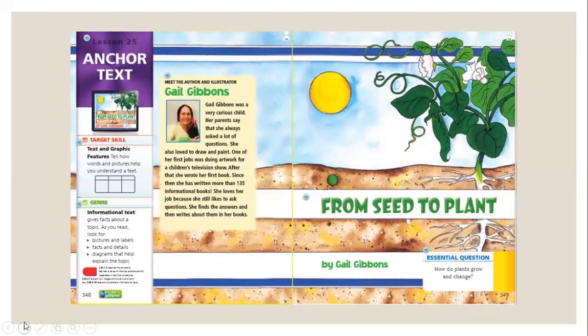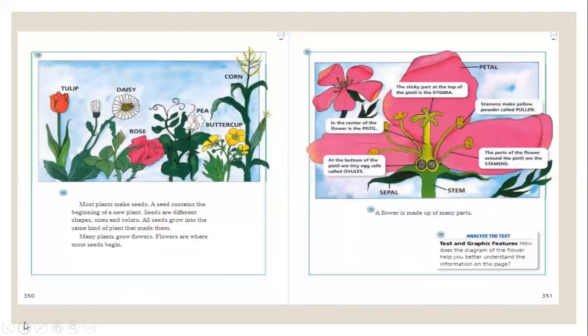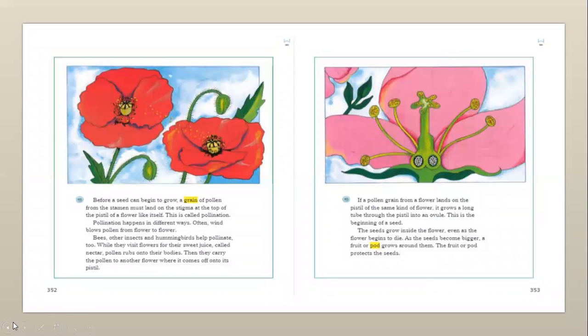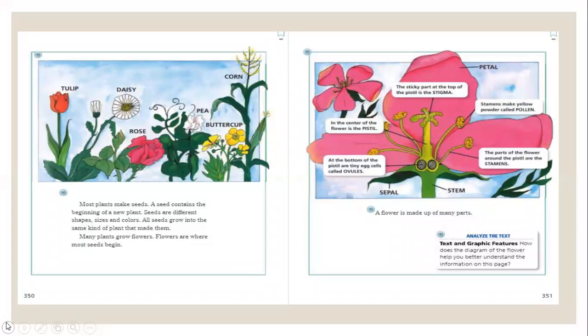From Seed to Plant. Most plants make seeds. A seed contains the beginning of a new plant. Seeds are different shapes, sizes, and colors. All seeds grow into the same kind of plant that made them. Many plants grow flowers. Flowers are where most seeds begin. A flower is made up of many parts.